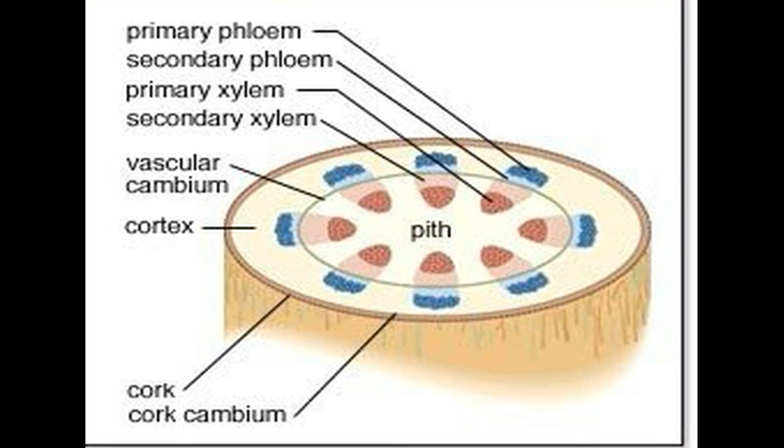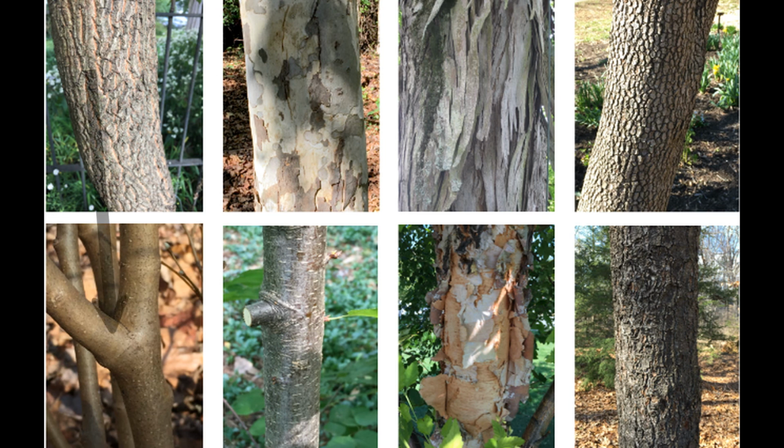Now let's take a look at the cork cambium. This tissue is present in mostly woody and some herbaceous plants and gives rise to the cork or bark layer on the outside of the stem and secondary growth in the epidermis of roots. Some plants and trees have smooth bark, while others are rough, scaly, and even naturally flake off from the tree.